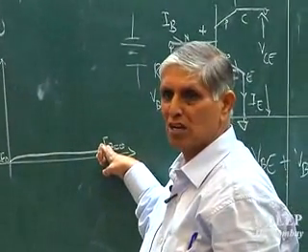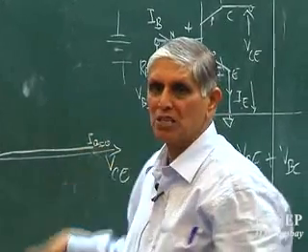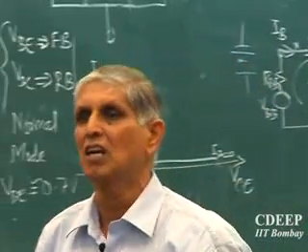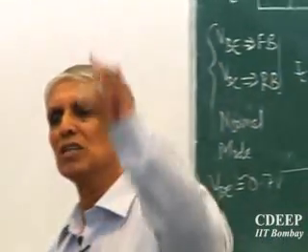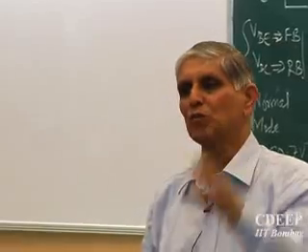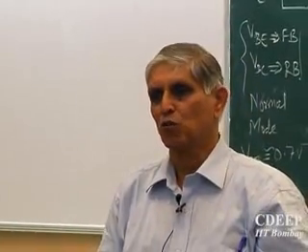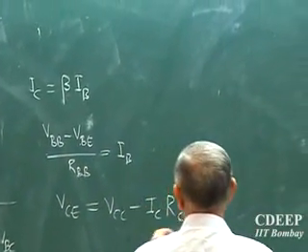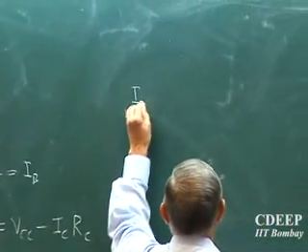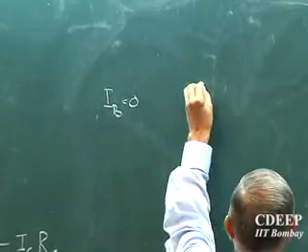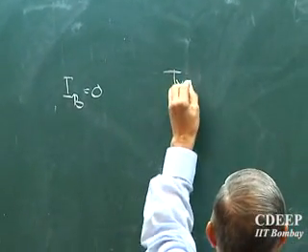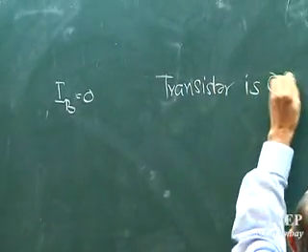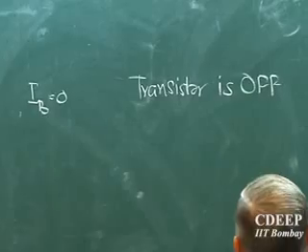What is the mode I am talking about now? Switch off mode. The base collector junction is reverse biased, and so is the base emitter junction. Equivalently, no current flows across emitter to collector, and therefore we say the device is in switch off mode. Now if we say the device is in switch off mode when IB is 0, the transistor is off, or cut off mode, as we say.